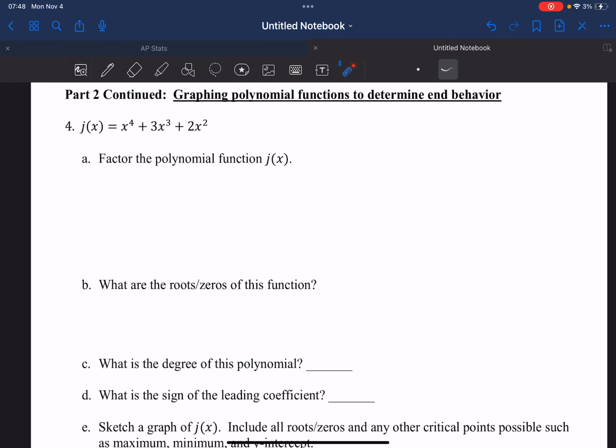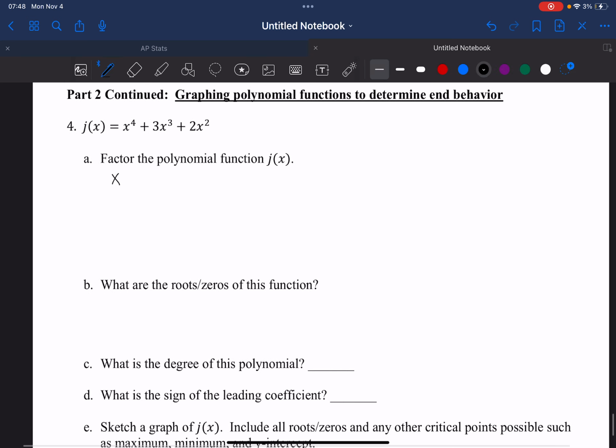Now we're going to continue, but instead of dealing with odd degrees, we're dealing with even degrees. It gives us an equation and says to factor. If we have x to the fourth plus 3x cubed plus 2x squared, in order to factor this, we have to take out a GCF. The GCF we can take out of all three is x squared. If I take out an x squared, I'm left with x squared plus 3x plus 2.